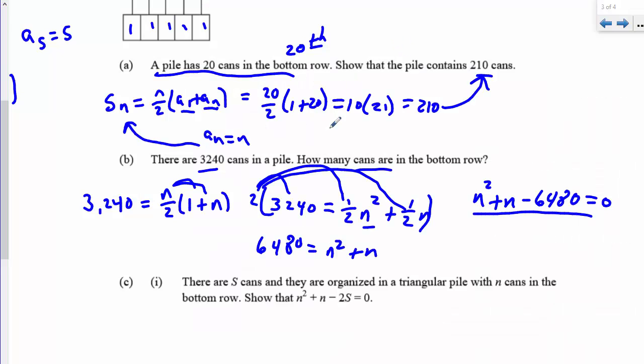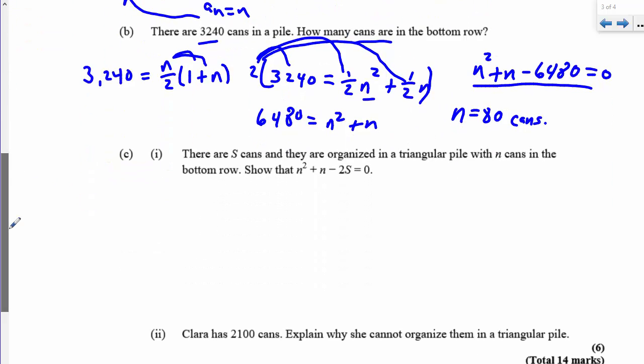So what I'm going to say from this is how many cans are on the bottom row? There are in fact 80 cans. Which row is that? Well, we know it's the 80th row because the number of cans matches the row that it's on. So that's pretty straightforward from there. We go on to the next question.